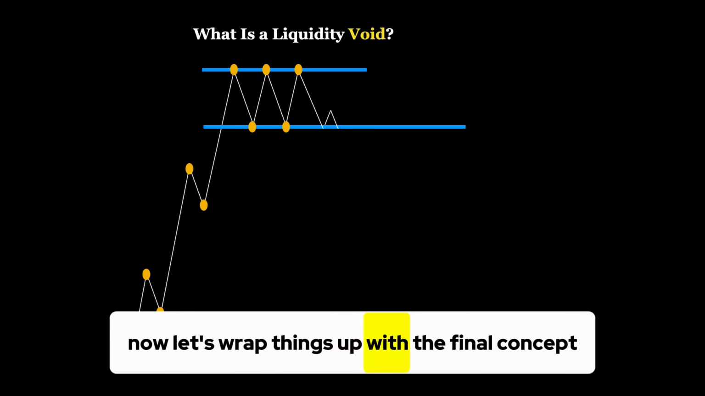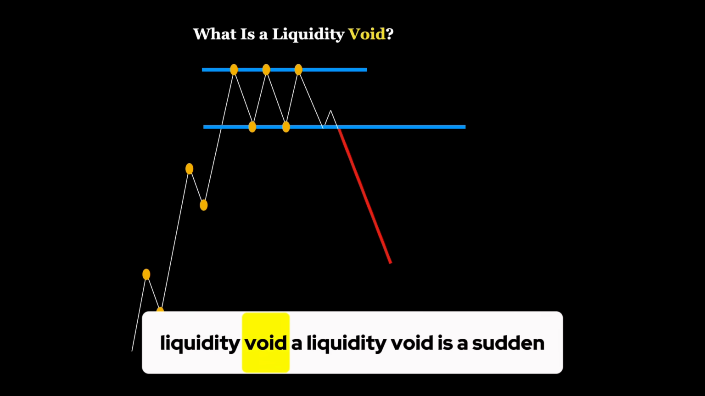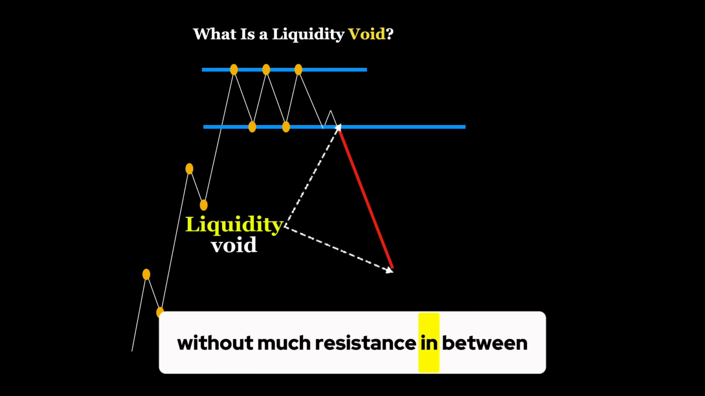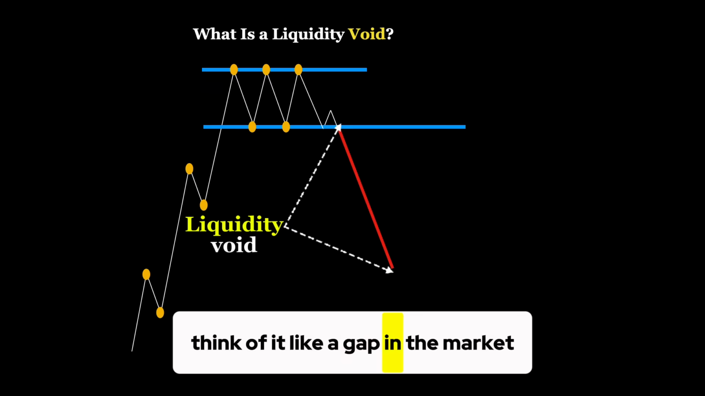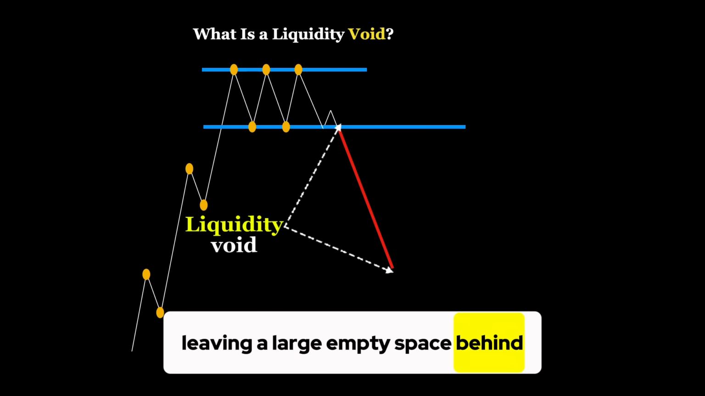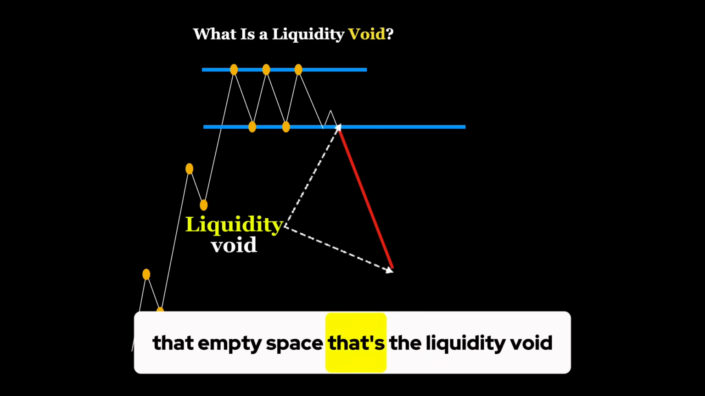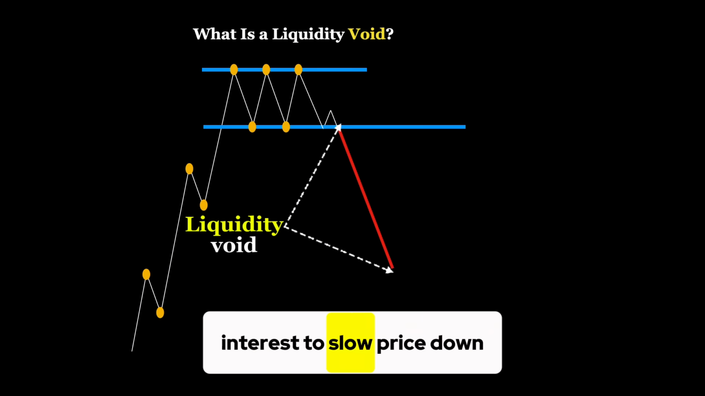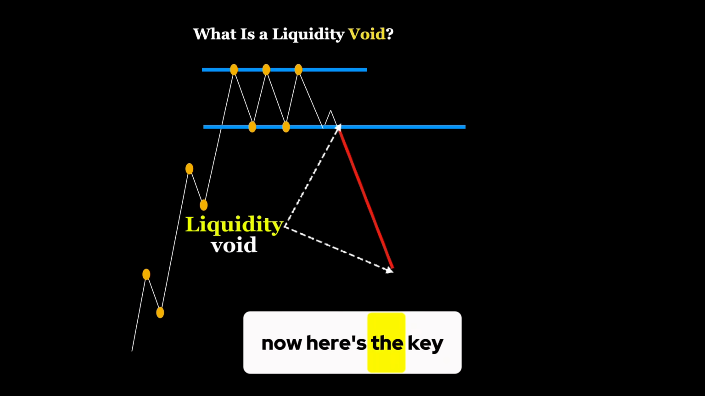Now let's wrap things up with the final concept: liquidity void. A liquidity void is a sudden, sharp move in price, where price jumps or drops quickly without much resistance in between. Think of it like a gap in the market. On the chart, it looks like price moved from one level to another, leaving a large empty space behind. That empty space? That's the liquidity void, an area where there wasn't enough buying or selling interest to slow price down. Now, here's the key.